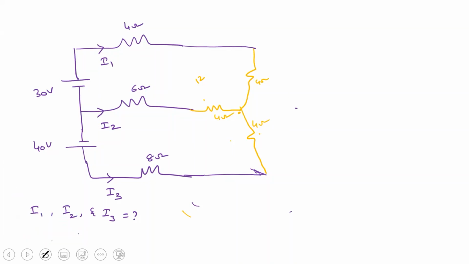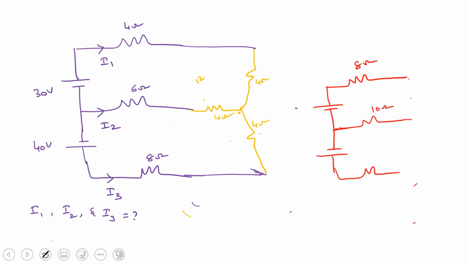First 6 ohm, and now the 4 ohm in the middle is clubbed. The circuit will be modified like this, right? Meshes. So what is this value? 8 ohm. And this one? 10 ohm. And this one? 12 ohm.